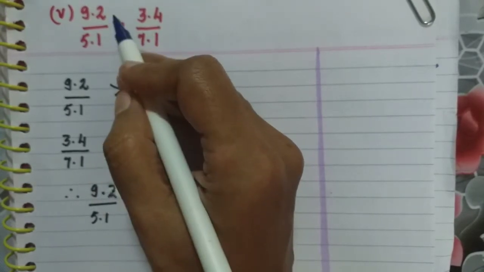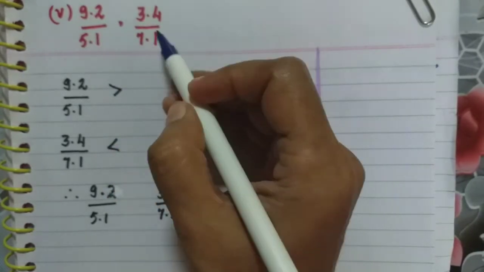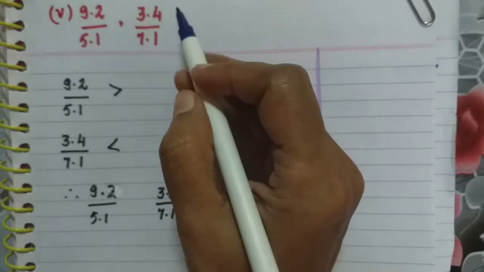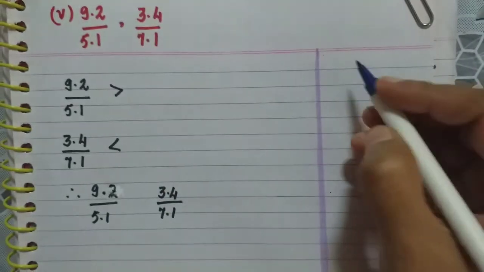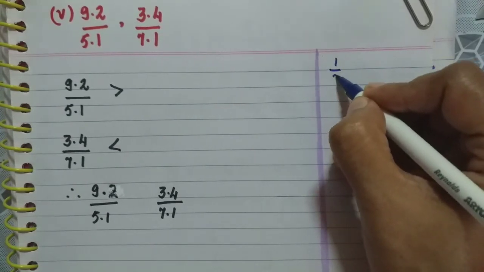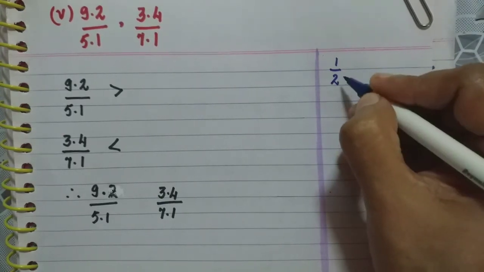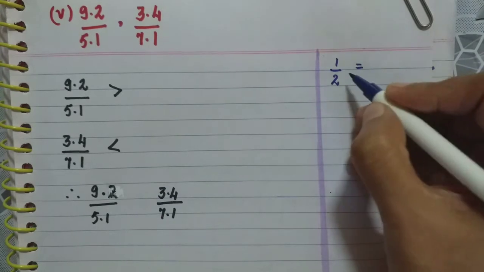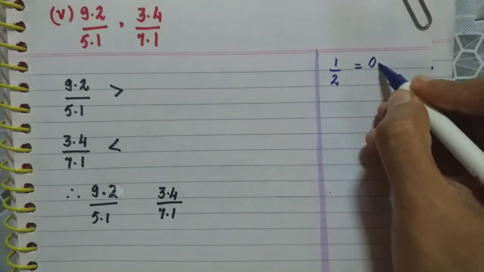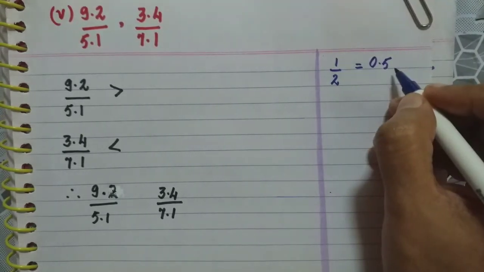You can see very clearly 9.2 is greater than 5.1. In the second one, 3.4 is lesser than 7.1. Suppose we have a fraction like 1 upon 2. Now, you see that 1 is lesser than 2. What happens here? 1 upon 2, if I write in decimal, becomes 0.5. I hope all of you are clear with this. 1 upon 2 is 0.5.